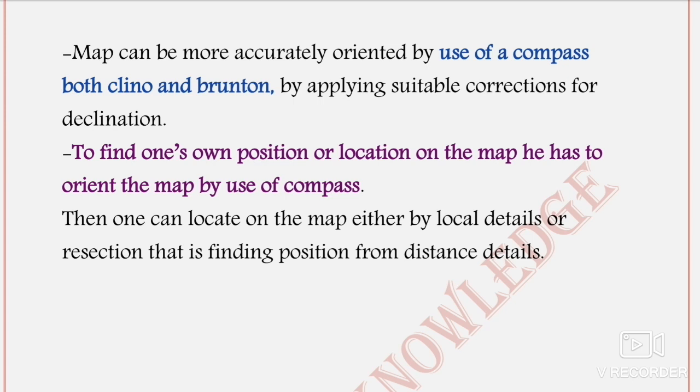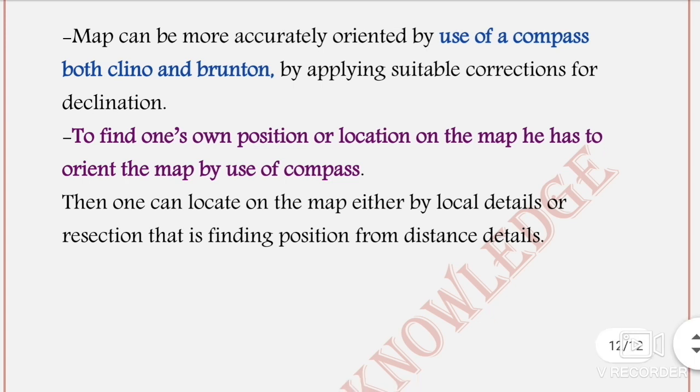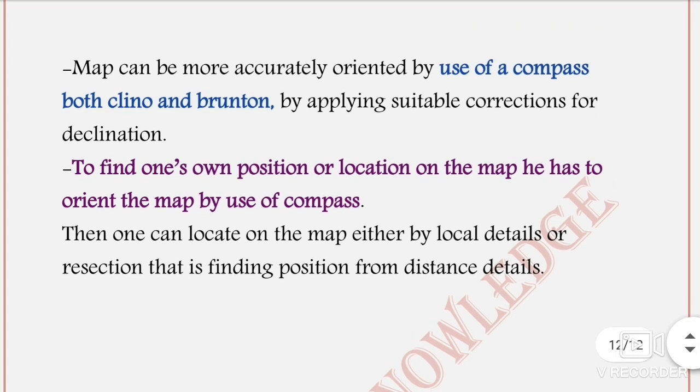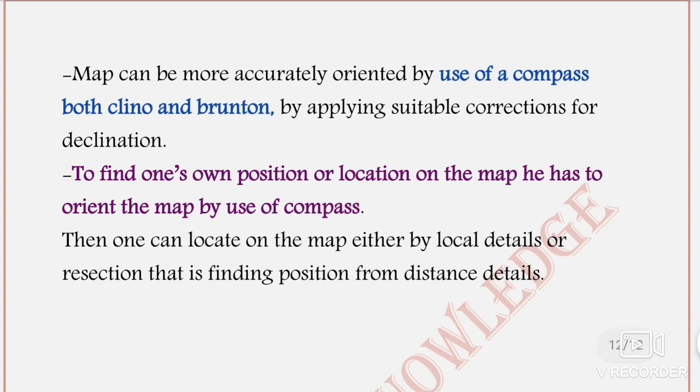If the declination is there, you must correct it, or the error. If instrumental error is there, that can be identified, and if you know the instrumental error, you can correct it out. But the use of the Brunton compass as well as the clinometer compass is very important to locate yourself in the area. To find one's own position or location on the map, he has to orient the map by use of a compass. So these are some field instruments: Brunton compass, clinometer compass.